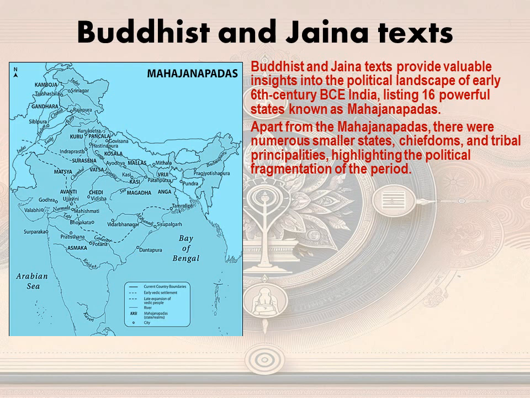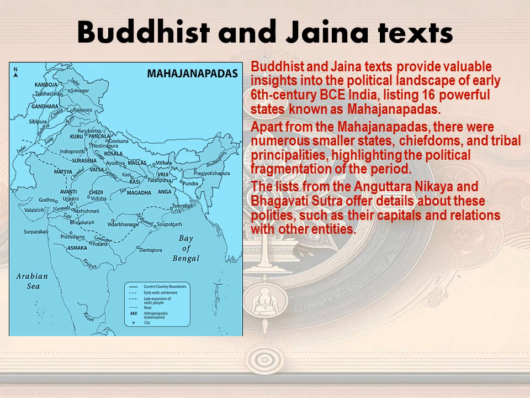So not only did the Mahajanapadas exist, along with them there were chiefdoms where there may not have been a monarchical form of state, but there was a chief from a particular tribe, and there were other tribal principalities also, along with the monarchical form of government called Mahajanapadas.